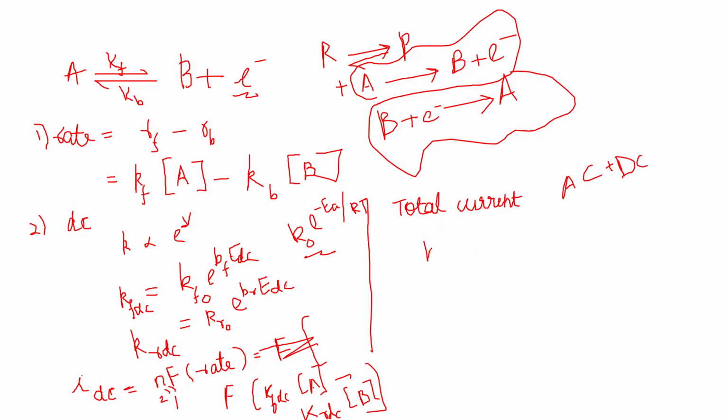So in this case, how will your equation be? Kf is nothing but, the same way, Kf naught, which is a pre-exponential factor, into e to the power Bf, same as this. But what is the difference here? The total potential is nothing but EDC plus EAC, because both DC and AC current is passing.